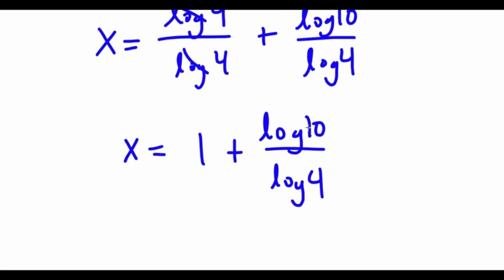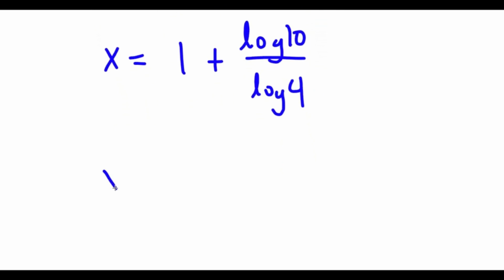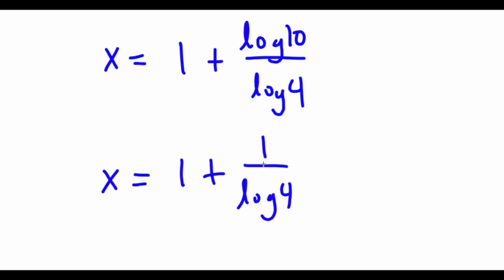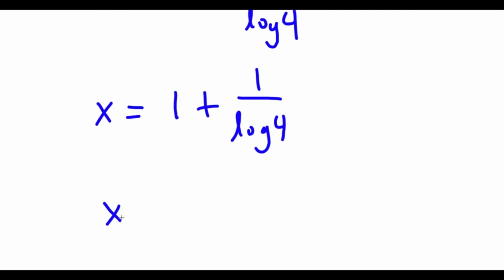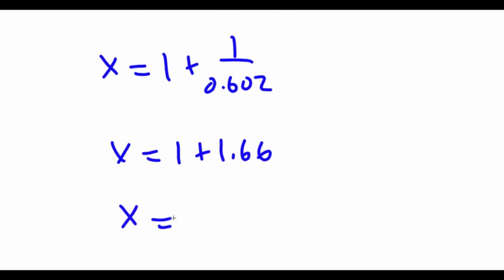So now log 10, this is the same thing as 1. Log 10 is equal to 1. So now I have x is equal to 1 plus 1 over log 4. And log 4 is equal to 0.602. So now I have x is equal to 1 plus 1 over 0.602, which is equal to 1 plus 1.66, meaning x is equal to 2.66.